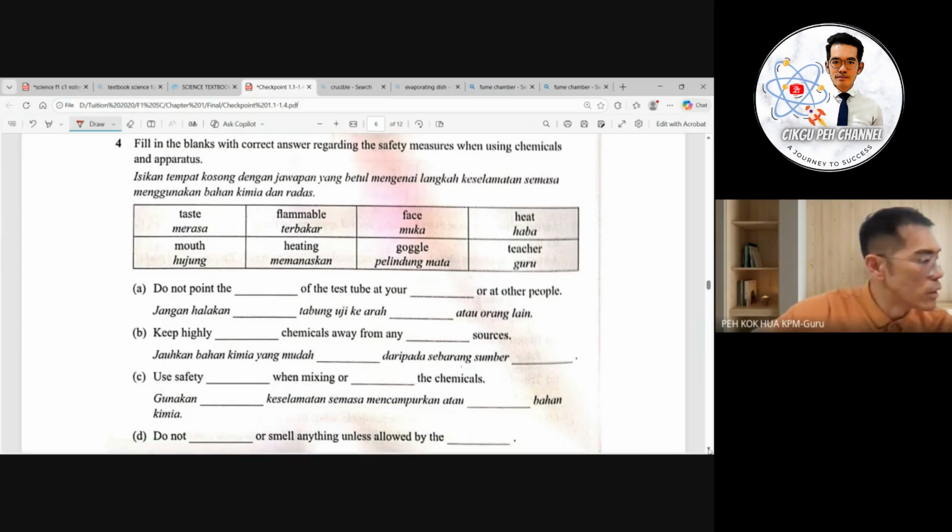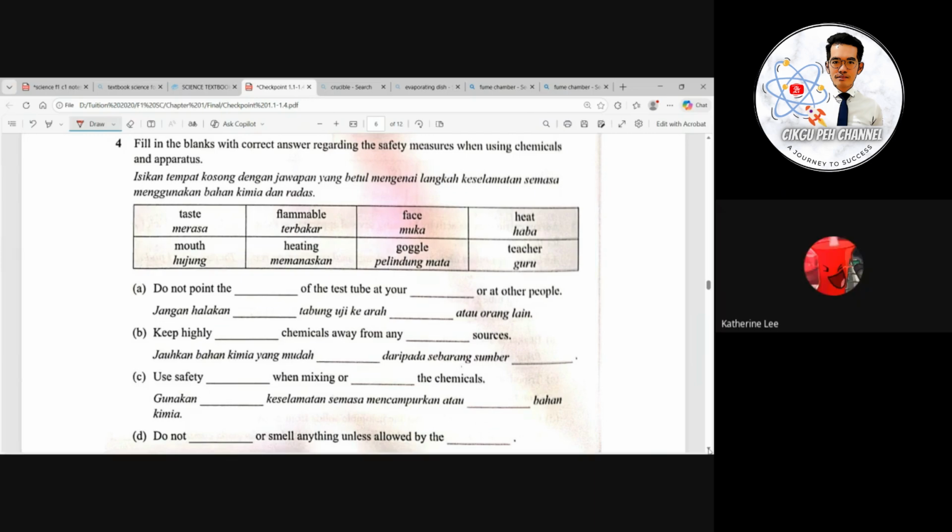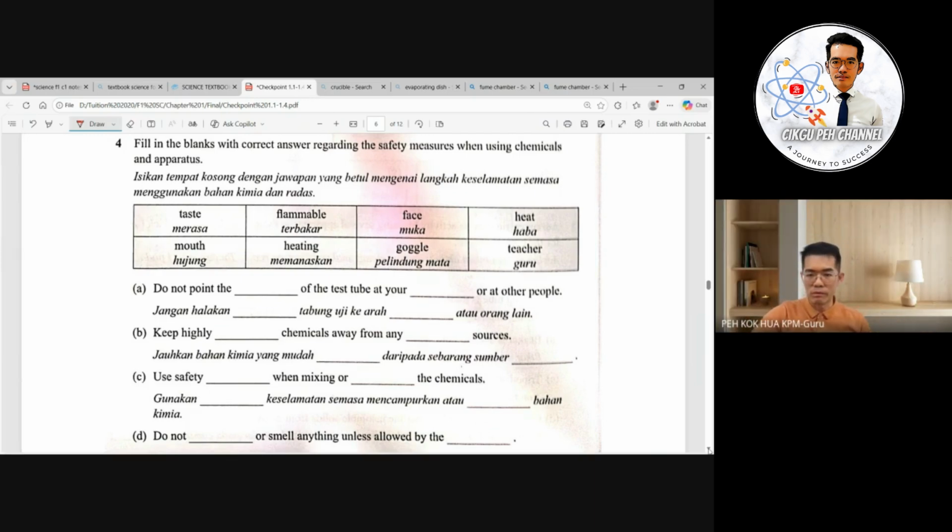Okay, so look at the notes. You can go through 1.2.3, rules and safety measures. This one is actually quite easy. You can go through it and then try question number 4.